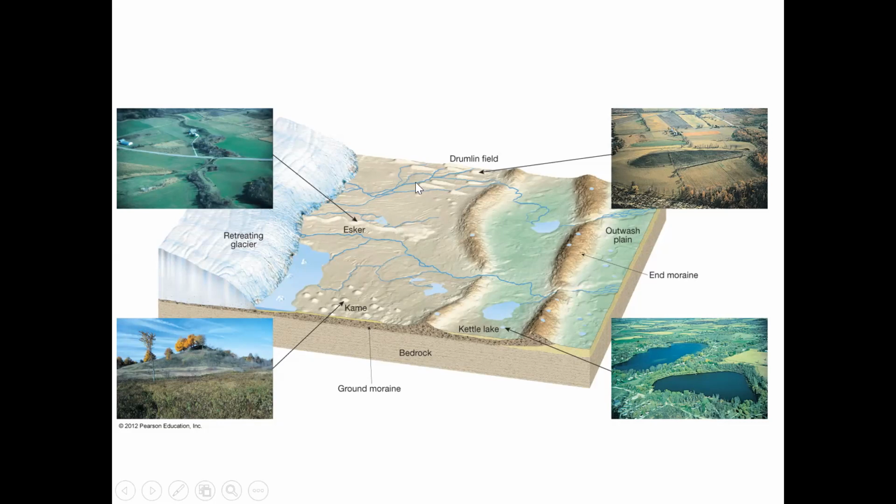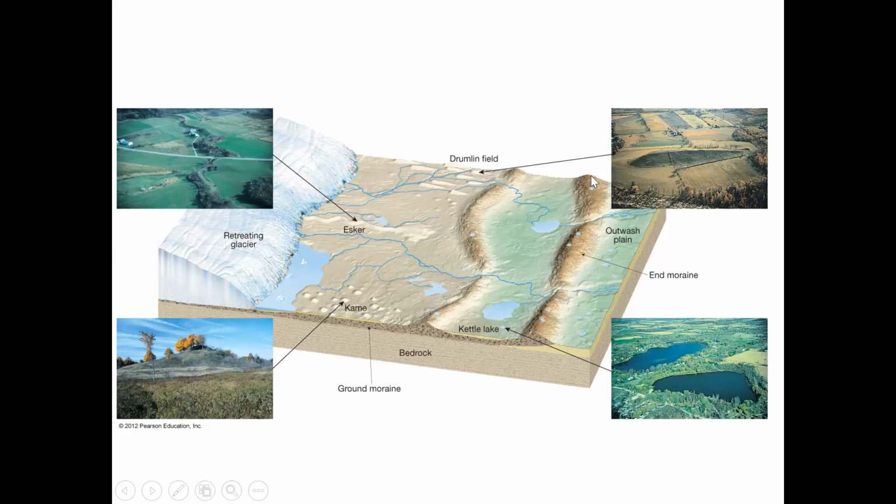Also, where water over the top of the glacier falls down through a hole, and then it flows, it creates these drumlin fields as it deposits sediment. Then you have these end moraines, which, as the glacier moves forward, it drops sediment that it was pushing in front of it, these end moraines.